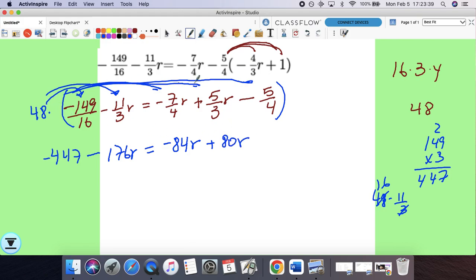And the last one, 48 times negative 5 over 4. It's going to be negative. 48 divided by 4 is 12, and 12 times 5 is 60. We got rid of our fractions. So much easier to deal with.